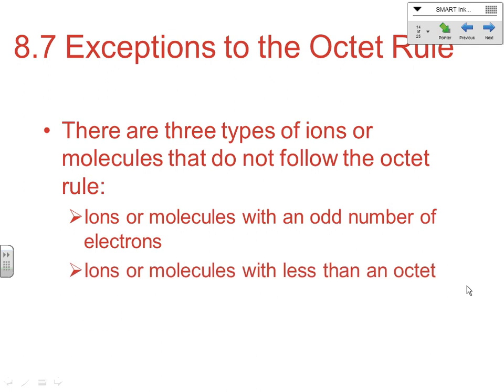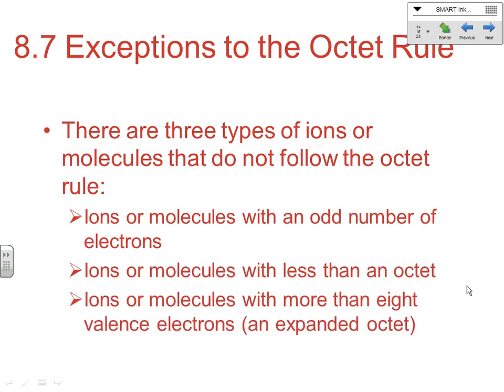Now, the next section, 8.7, we're going to just scratch the surface of this. So we'll end up finishing this in our next set of notes. But right now, we're going to look at some exceptions to the octet rule. Now, there's actually three different types of ions or molecules that don't follow the octet rule. I want to make sure you have an understanding of each.